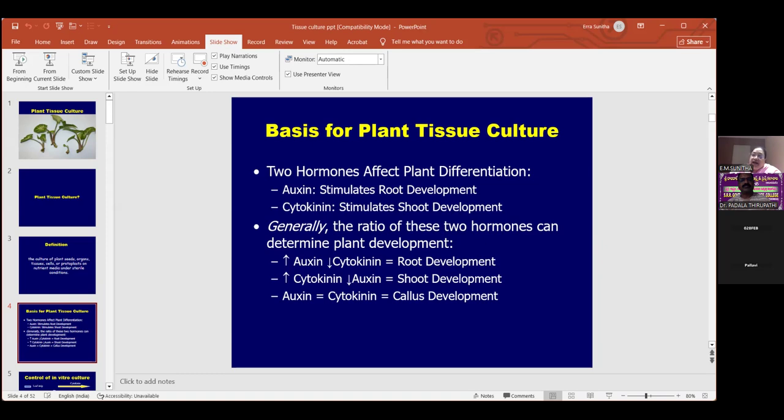Because what will cytokinins do? Cytokinins will help in cell division and in cell wall formation. It will help mostly in cell division, so definitely that is required. But in root development, the auxin concentration should be more when compared to the cytokinin. And it is vice versa.